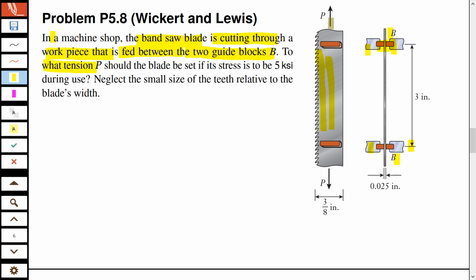Now to what tension P? Now this is tension P. Now you know that when you cut, you have to keep the blade absolutely straight. If this blade actually twists, then the cutting is not effective. Okay, you must have seen it. So what tension P should the blade be? So it's a question about the blade. It's not a question about the workpiece. Is this understood? There are two things here. One is the workpiece which is being cut here, and one is the blade. So the question is about the blade. If its stress, the stress in the blade, not in the workpiece, is to be 5 KSI during use. Now tell me, this 5 KSI, kilo pounds per square inch, is this sigma or is this tau? Tell me.